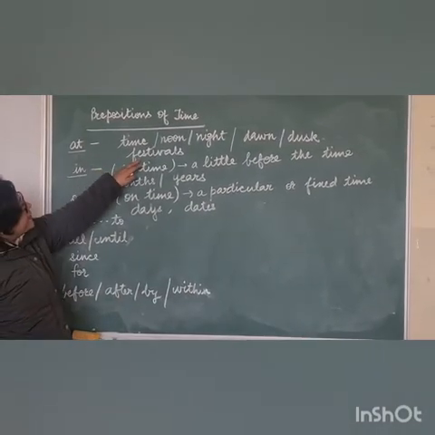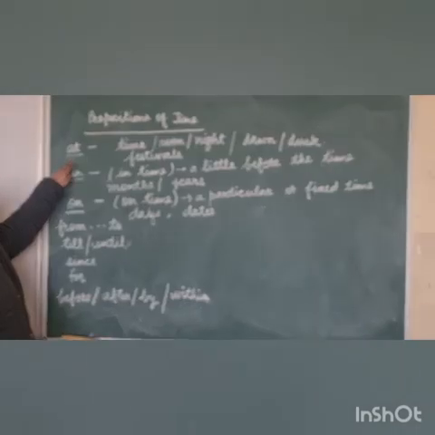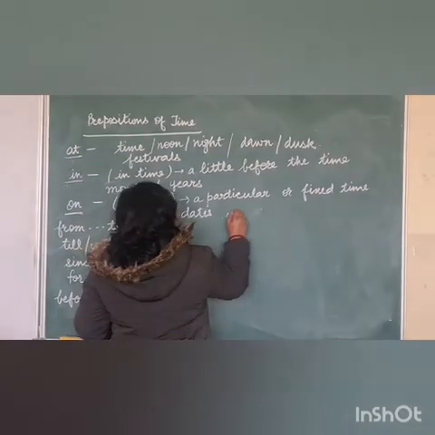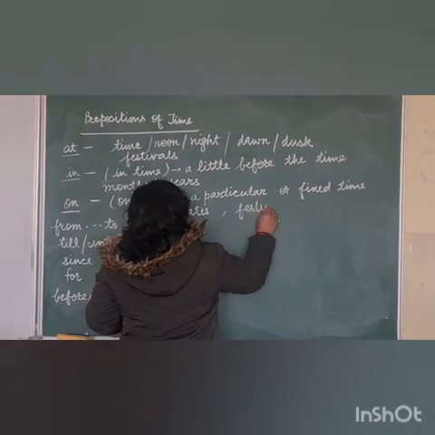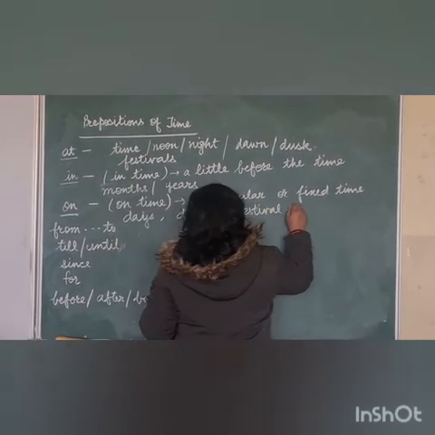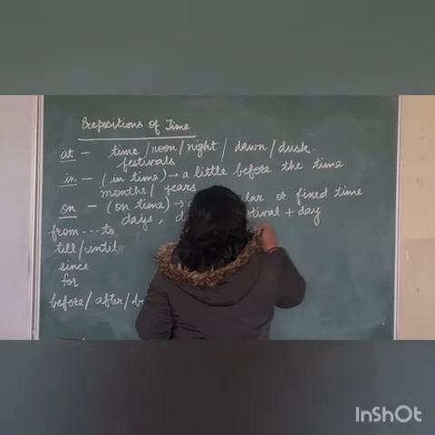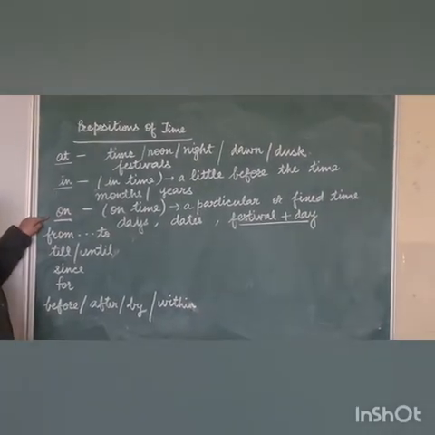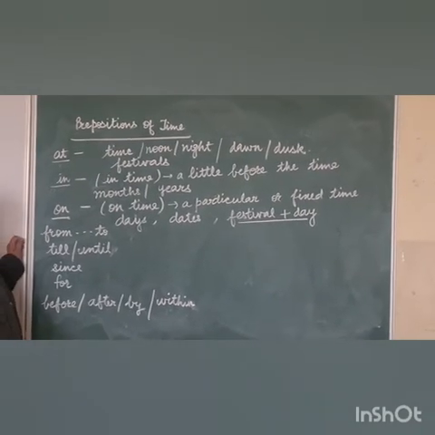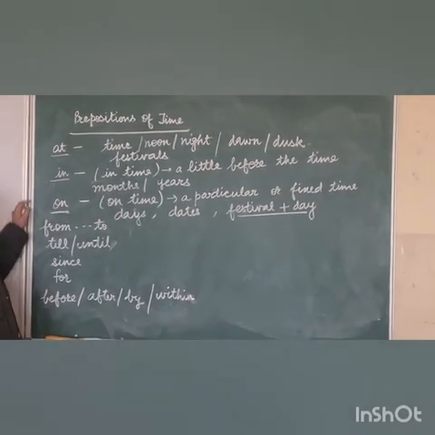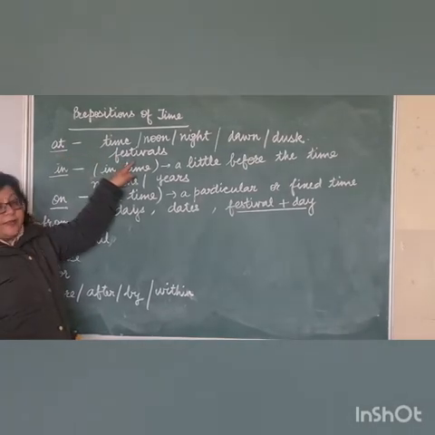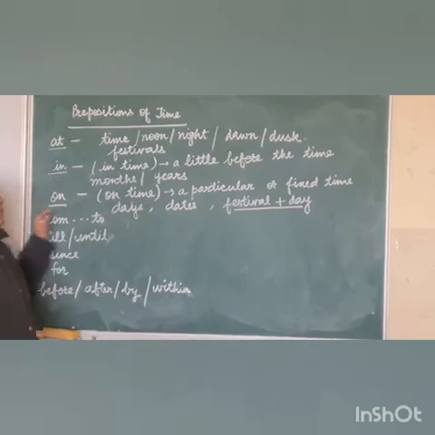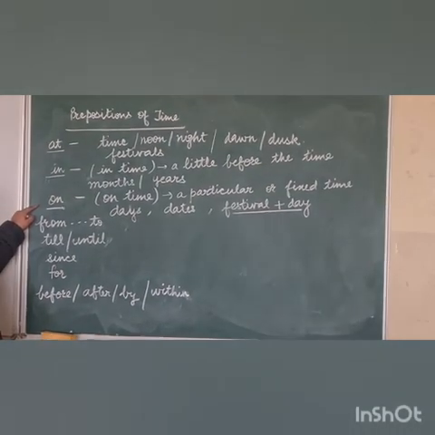Generally, for festivals we use at. हम फेस्टिवल्स के लिए at का यूज करते हैं. लेकिन अगर कहीं पर फेस्टिवल प्लस डे लगा हो, तब हम on का यूज करते हैं. Right? He reached here on Diwali day. Then we do not say at Diwali day. अगर फेस्टिवल के साथ डे हमने ऐड कर दिया है तब हम ऑन का यूज करेंगे. ऑन दिवाली डे.